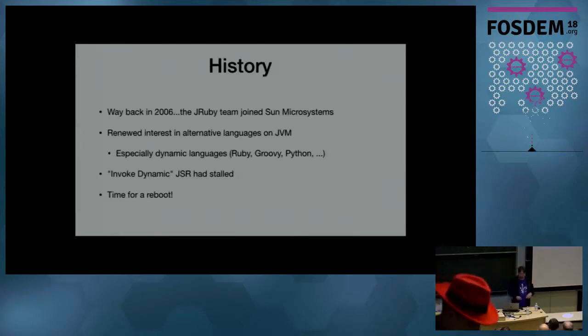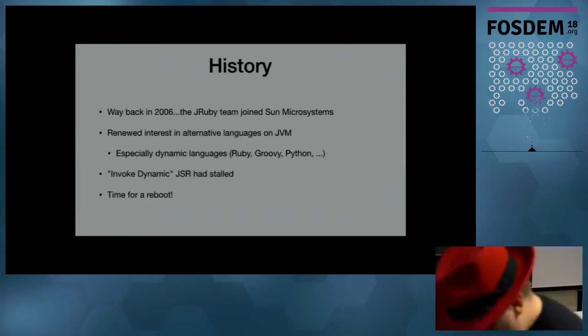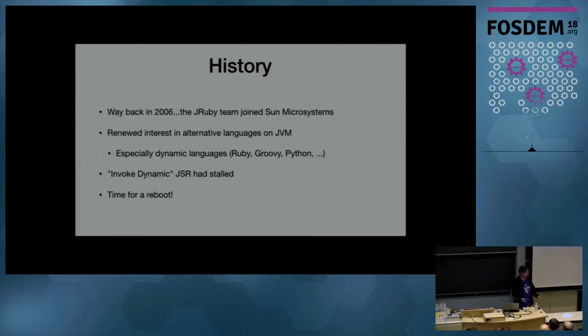Okay, so what's the deal with method handles? Well, when the JRuby team first came on at Sun in 2006, there was this JSR that had kind of been languishing for a while, JSR 292 for Invoke Dynamic, a new way of doing invocation on the JVM. But around this time, we had Ruby and Rails. JRuby started to be able to do some cool stuff. We could run Rails on top of the JVM. So there was a lot of interest developing in having more languages, and especially dynamic languages, on top of the JVM. But we needed something better to make it easier to optimize and compile these things and get the JVM involved in running these languages.